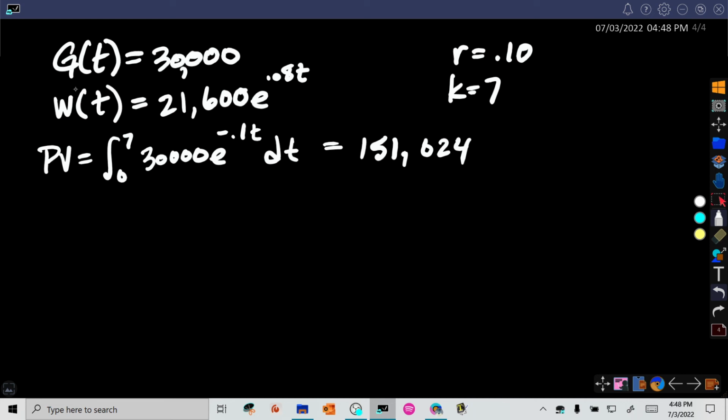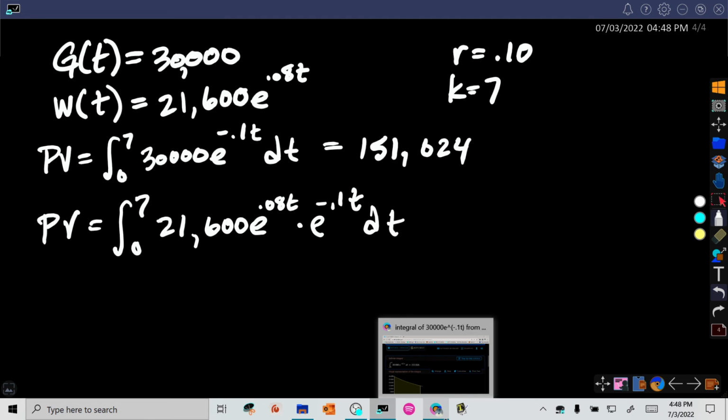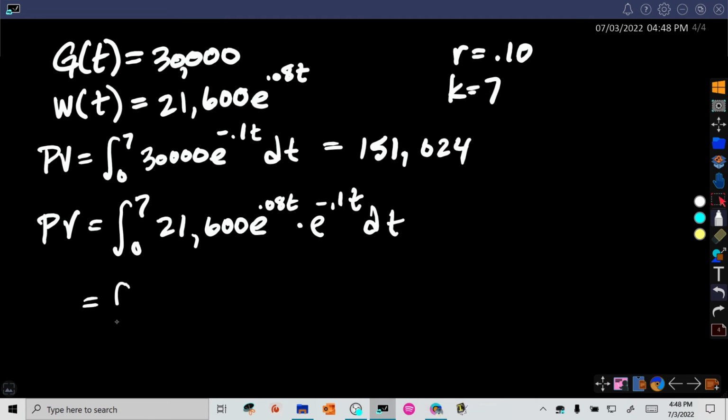Let's look at the wine boutique, from 0 to 7. Okay, great. E to the 0.08 t times e to the minus 0.1 t dt. If you want really quick, this is the same thing as the integral from 0 to 7 of 21,600.